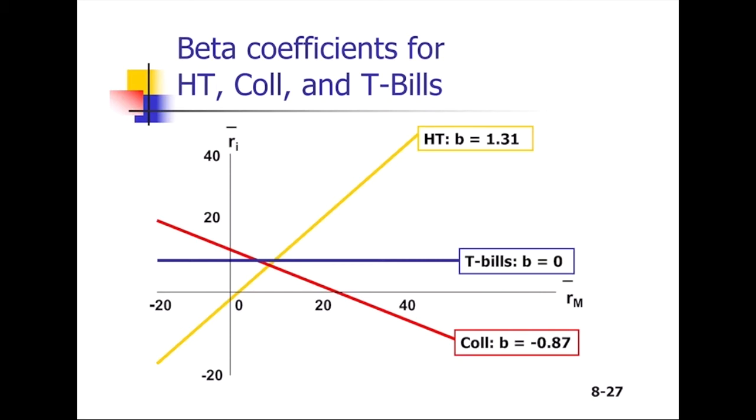What about the opposite case? The collection agency. The collection agency's beta is negative, right? So when the market goes up, the collection agency's expected return goes down. And when the market goes down, the collection agency's expected return goes up. It moves the opposite way, so the beta is negative. What about the T-bill? T-bill represents a risk-free asset. It has the same return even though the market changes, right? So beta is 0.